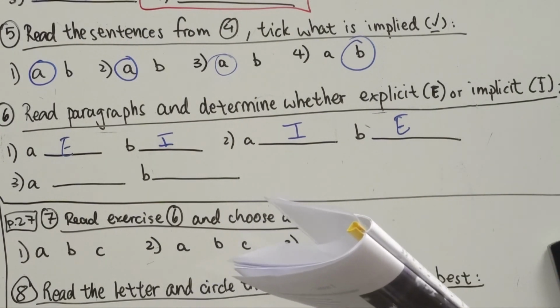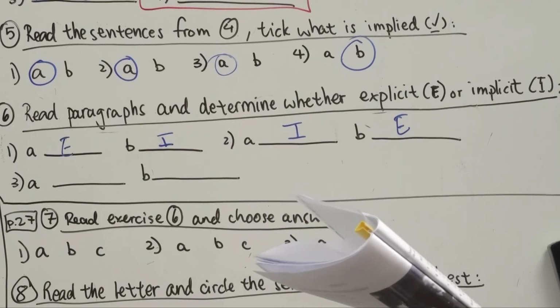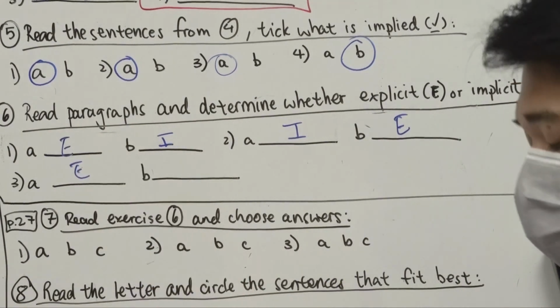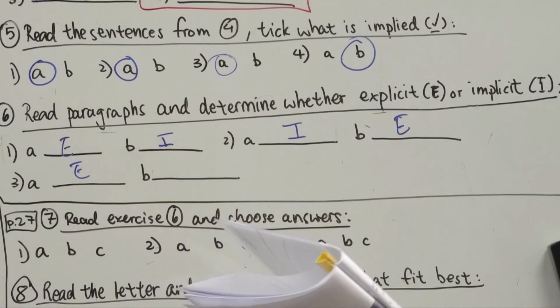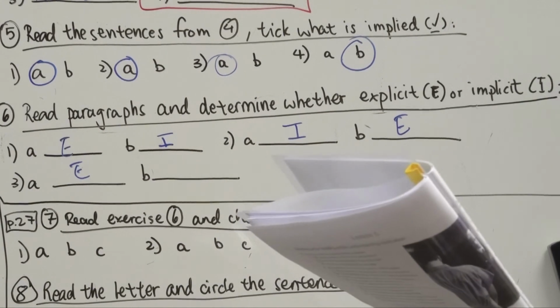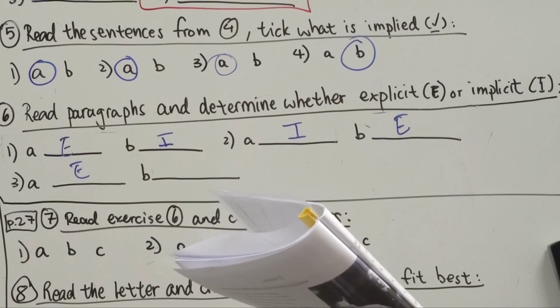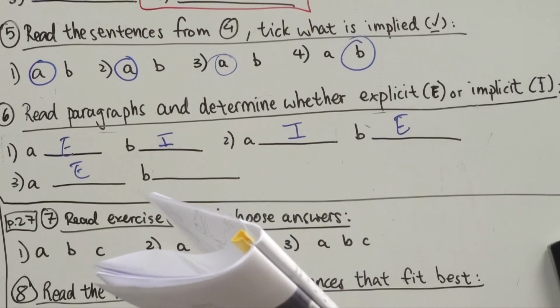So A, the information the writer has about prisoners was often gained first hand. Yes, first hand, he visited them, right? So in the first line he said he visited the prisons. B, the writer has very little sympathy for the people he has met in prison. What do you think?